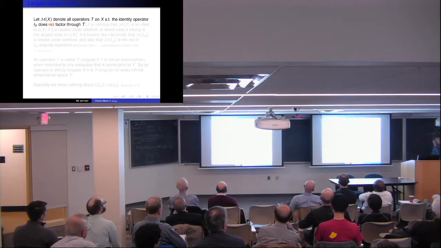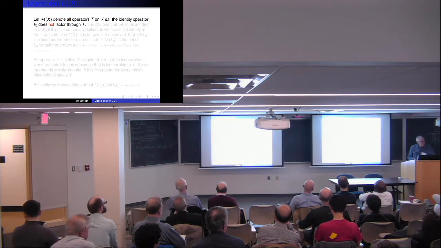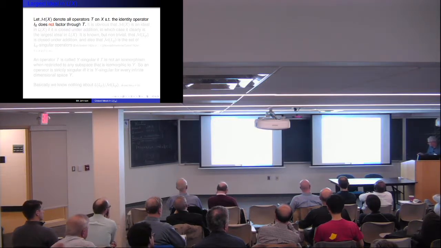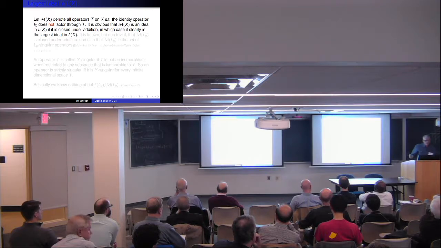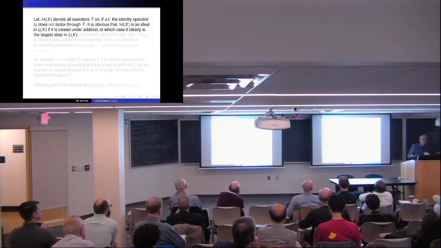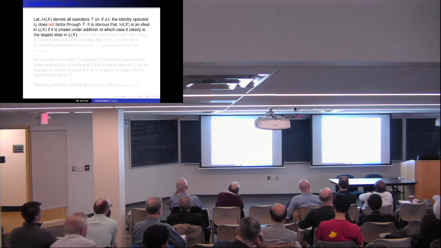So here's a candidate for the maximal ideal in the bounded operators on X. You just look at all the operators on X so that the identity does not factor through it. So if you look at an operator on X for which the identity doesn't factor through it, then it generates a proper ideal. Now, notice that if you multiply an operator like this on the right or the left by a bounded operator, you get another operator like this. So this set is closed under multiplication on the right and on the left by bounded linear operators on the space. Okay? Now it's not clear that it's closed under addition, so it doesn't have to be an ideal. In fact, it's easy to build examples where it's not closed under addition.